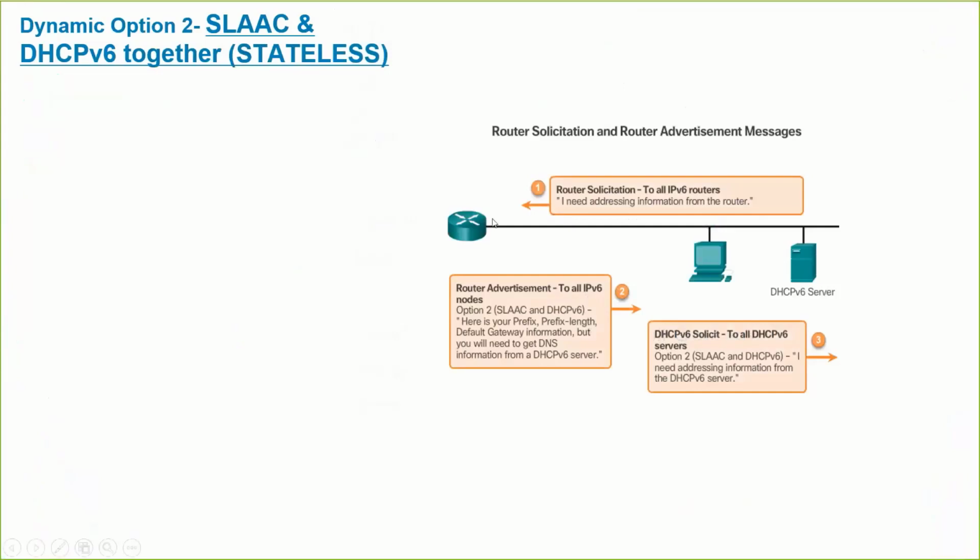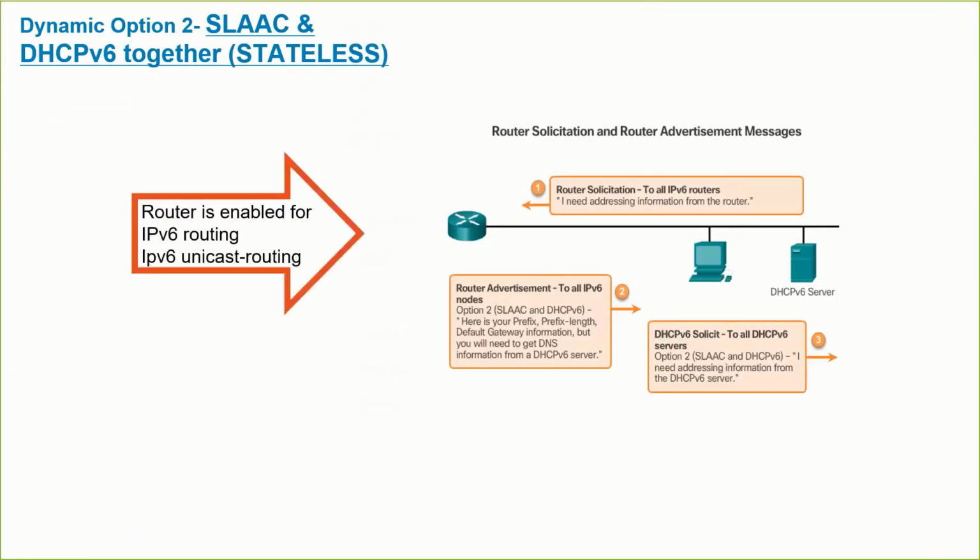All right, so let's look at how this looks when we are using this blended hybrid version. So what do I first need to do on this router? Yeah, I need to tell it to use IPv6 routing, right? Enable, right, do the IPv6 unicast routing command. What happens next?